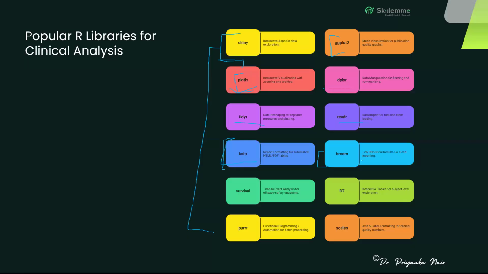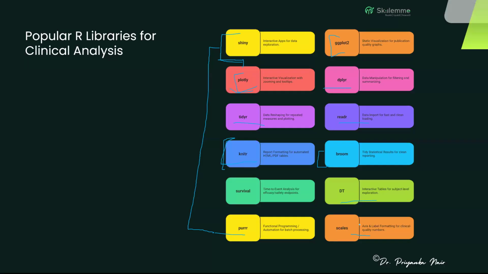in the reporting. Survival, again, is for time-to-event analysis for the safety endpoints. DT is for cleaner tables out there, right? Purrr is another library for functional programming and automation, and scales. Since we have graphs, we have axes. So this axis and label formatting is just to make your data more representable, more comprehensible, more interpretable.